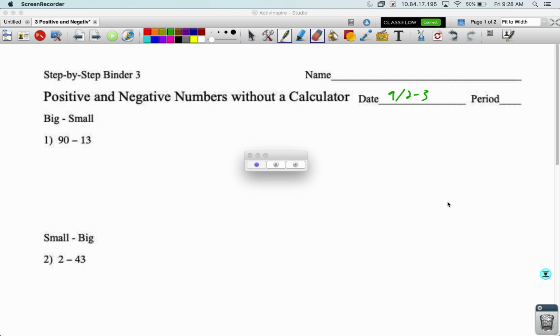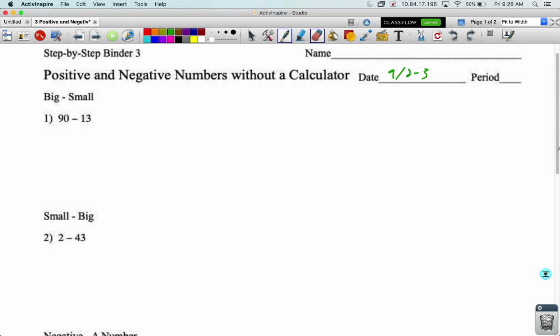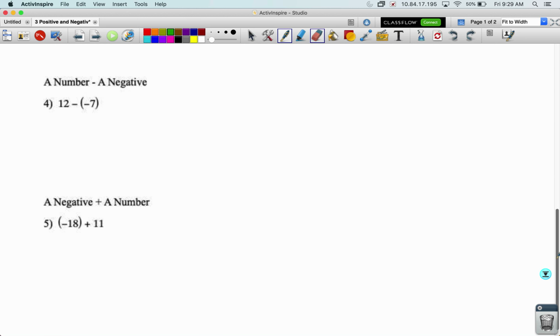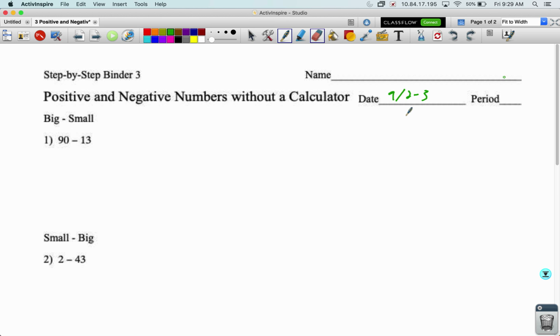Today we're going to be doing another step-by-step binder lesson, so that you'll have your third piece of paper in here. We'll be taking notes on this. This will be our lecture. We're going to be reviewing how to add and subtract positive and negative numbers without a calculator. We're doing every combination possible of a positive and a negative number, big minus small, small minus big. We're not going to write out individual steps here. We're just going to write how to do all 5 of these problems, and we're going to call that good for this one.